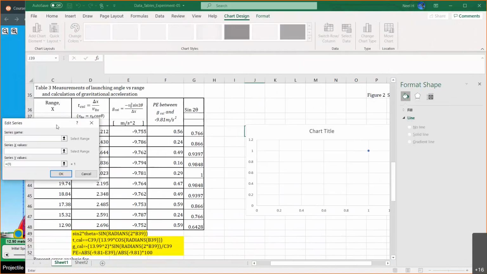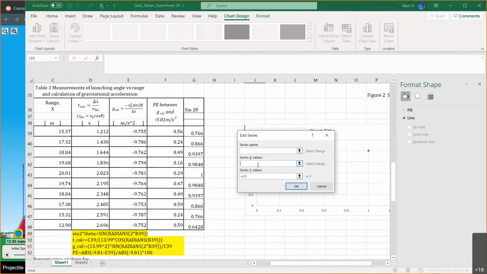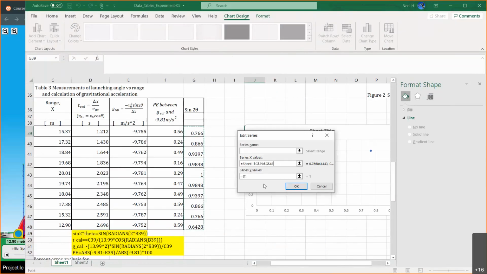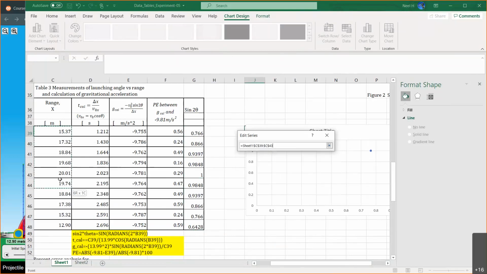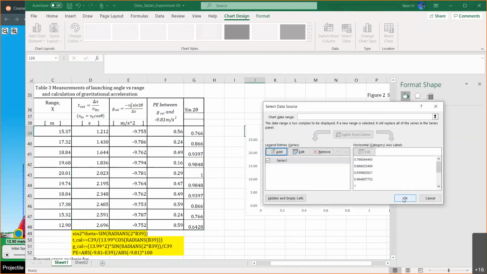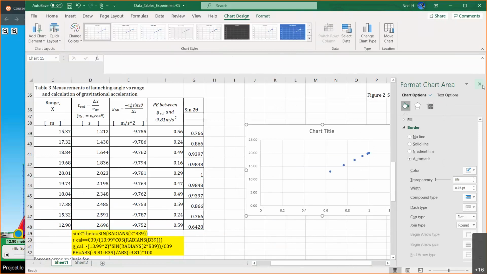Click on add. And x values, and x values are the range. Cell number, x values should be actually sine 2 theta, sorry. That should be cell number G39 through G48. And y values should be the x, that should be the range starting from C39 through C48. Click OK again, you should see this nice graph.